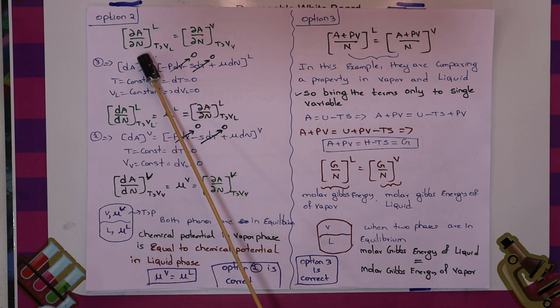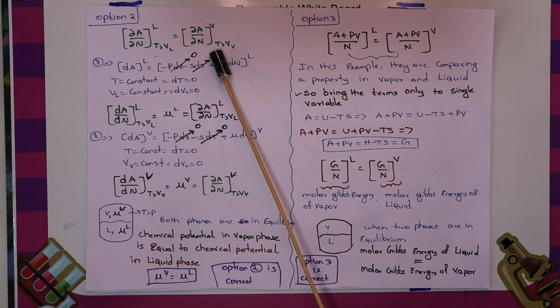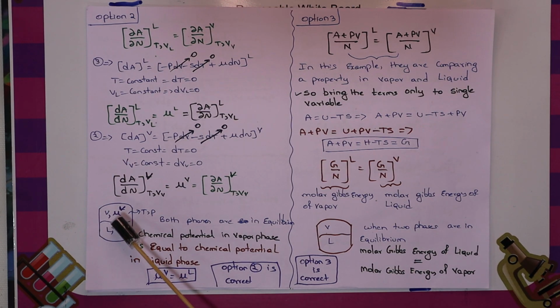Here, the first expression gives the chemical potential of the liquid. The second expression gives the chemical potential of the vapor. Then what is this chemical potential of L and chemical potential of V? As given in the question, vapor and liquid are both at the same conditions. That means both are at equilibrium.